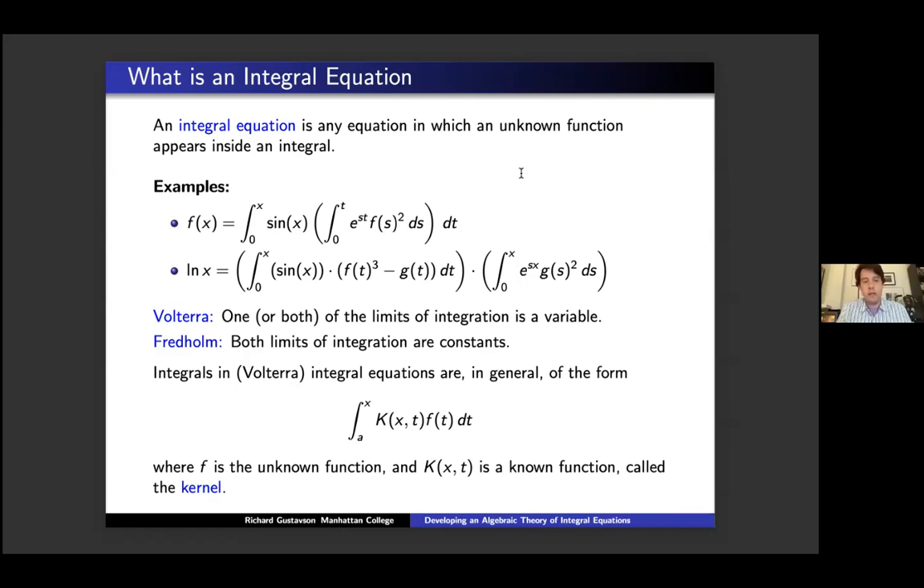The integrals in Volterra equations in general are of the following form. We fix a lower limit of integration a, our upper limit is a variable x, and inside the integrand we multiply our unknown f by some function k of x,t, which we call the kernel. It is important to note that the kernel can be a function not only of t, the variable of integration, but also x, the limit variable. That's going to play a part when we start trying to perform algebraic operations on these integrals.